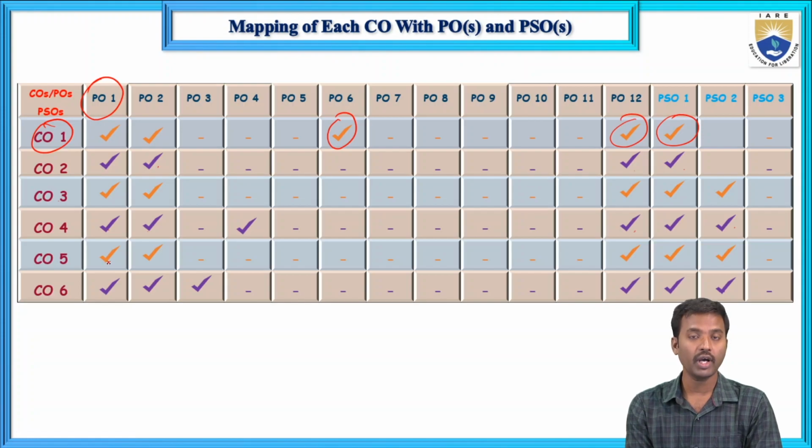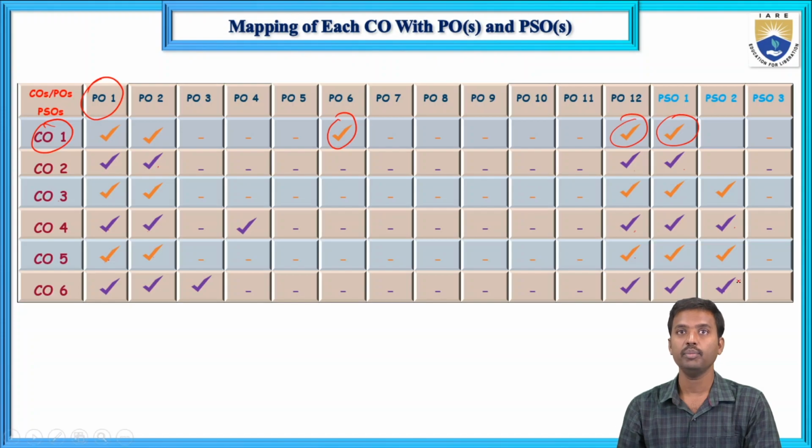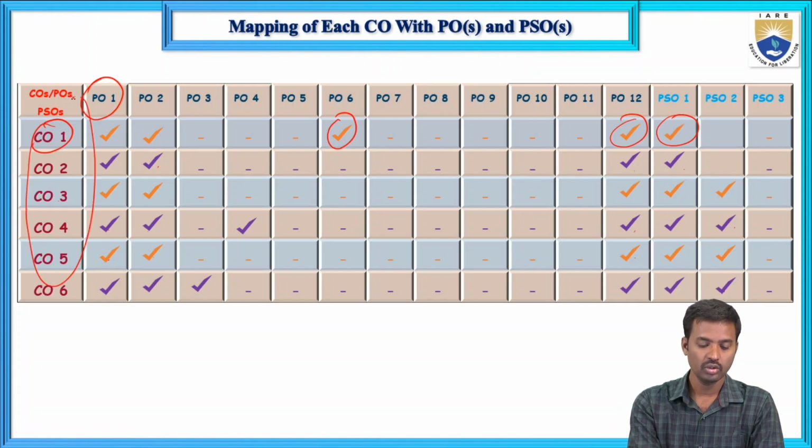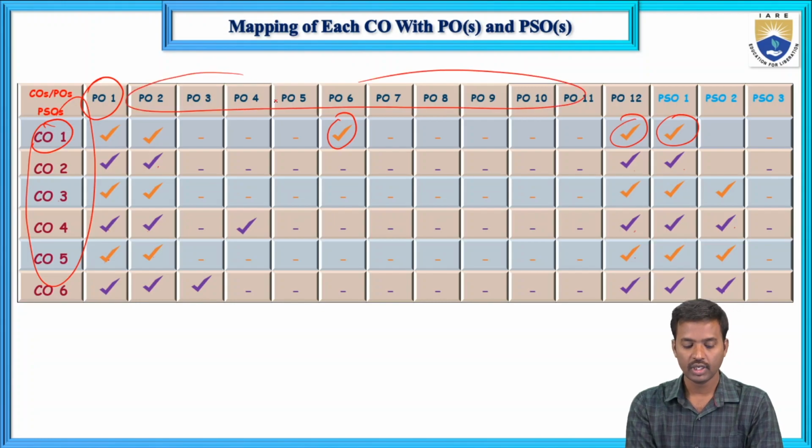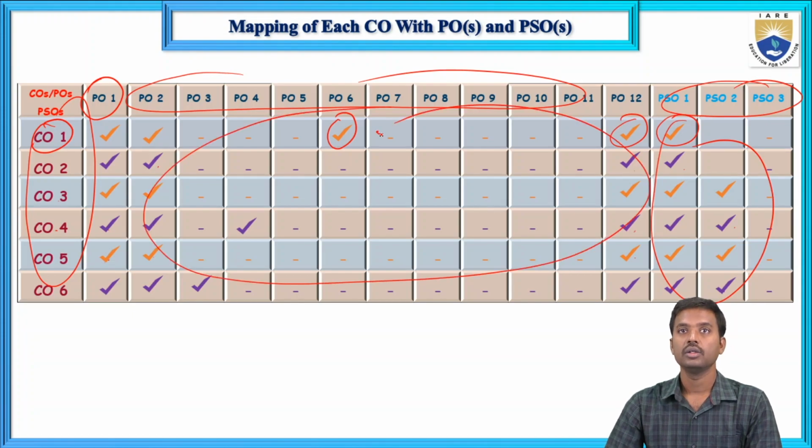Next, CO5 is mapped with PO1, PO2, PO12 and PSO1, PSO2. And CO6 is mapped with PO1, PO2, PO3 and PO12, PSO1 and PSO2. So this is the mapping of each CO with POs, and each CO with PSOs. These are the PSOs and these are the POs.